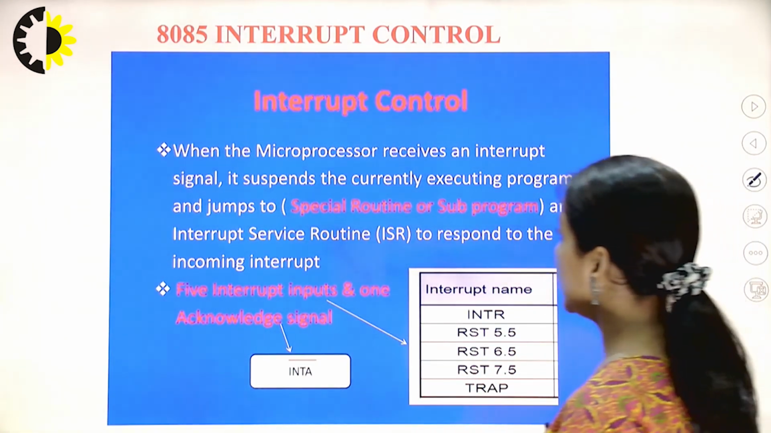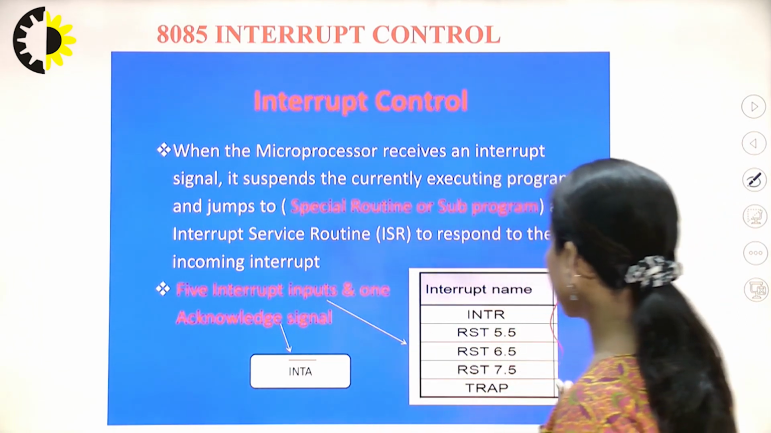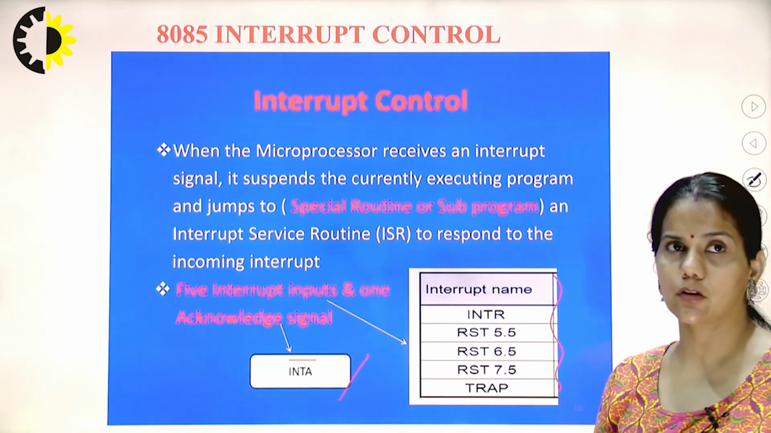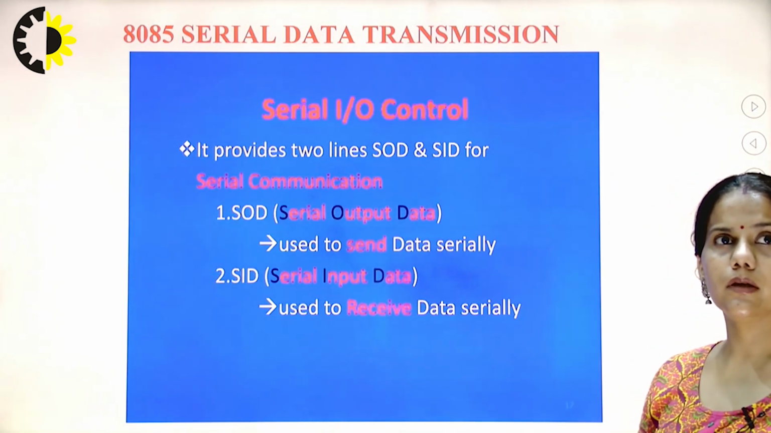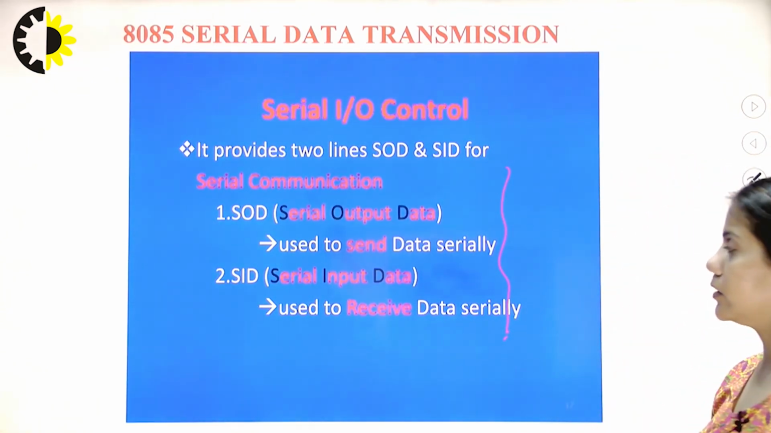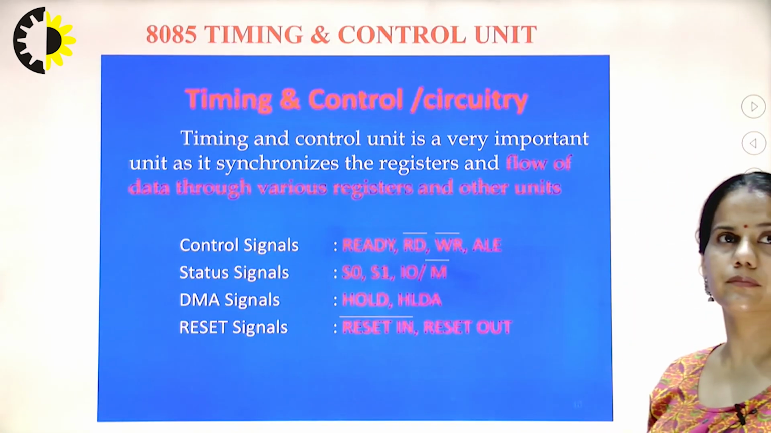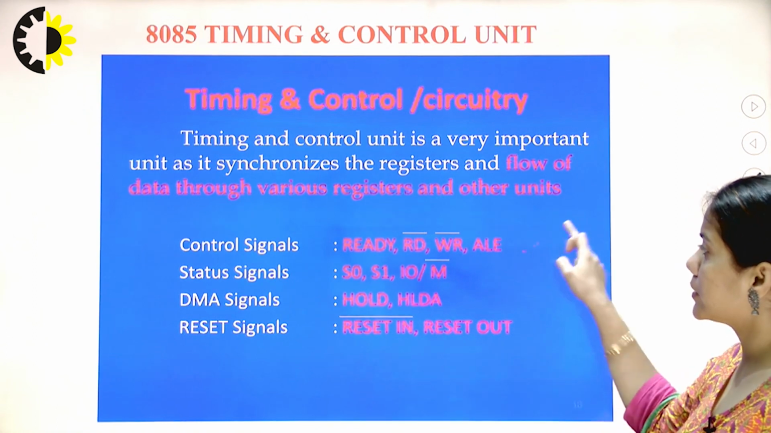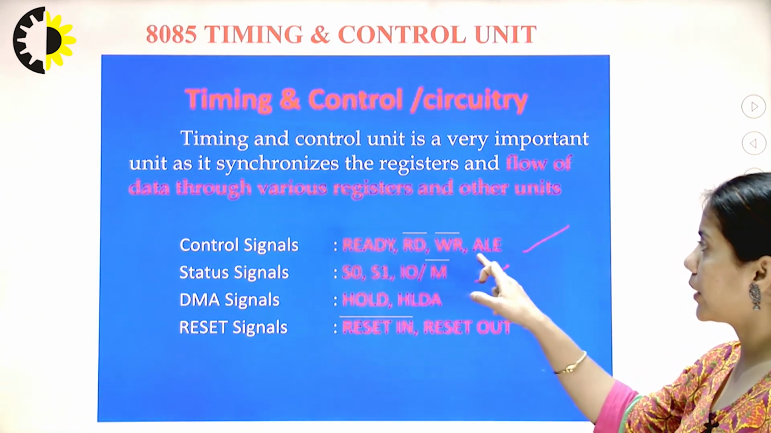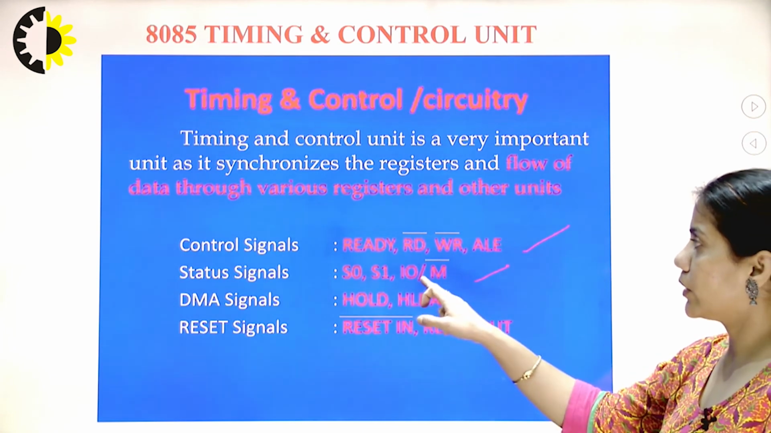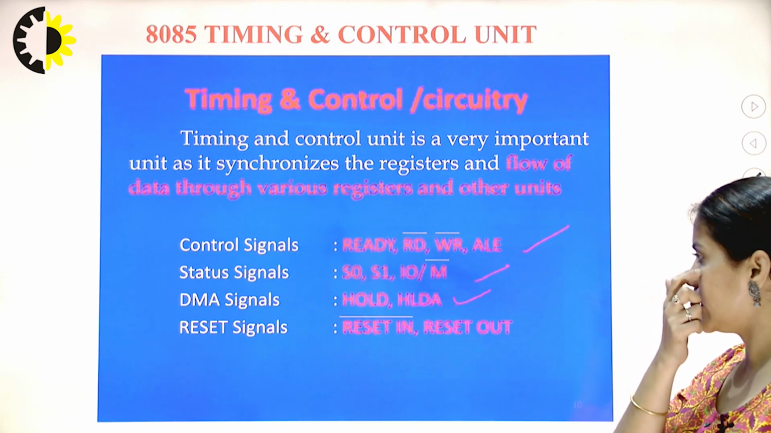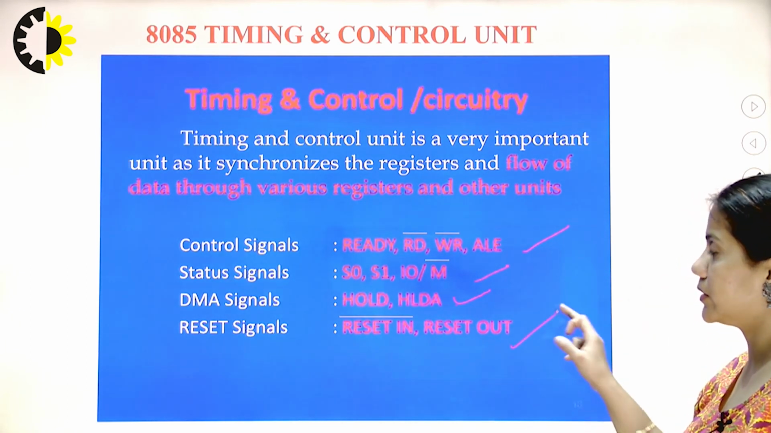When we talk about the interrupt control, I have already discussed there are 5 hardware interrupts. INTA is the interrupt acknowledgement signal. Serial input output control, that is the serial output line and serial input line. Timing and control circuit signals are control signals: ready, read, write, ALE. S0, S1, IO/memory bar, these are the status signals. DMAR, hold and HLDA. Reset signals are reset in and reset out.